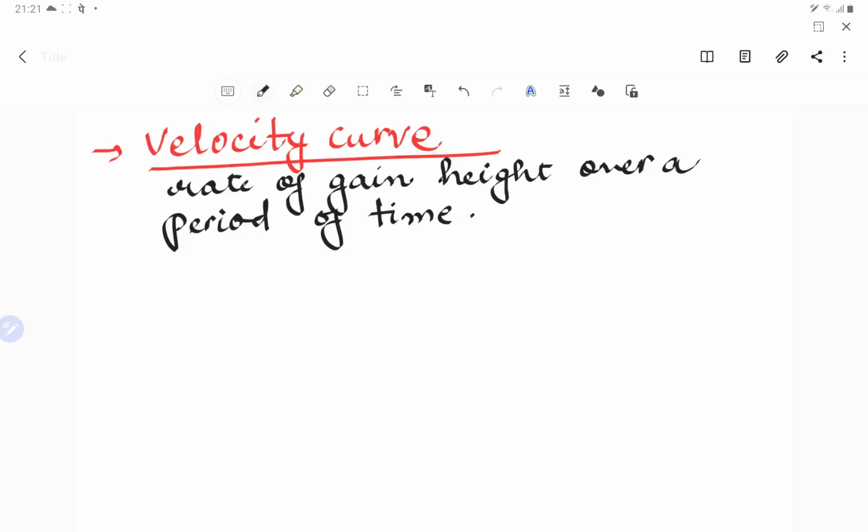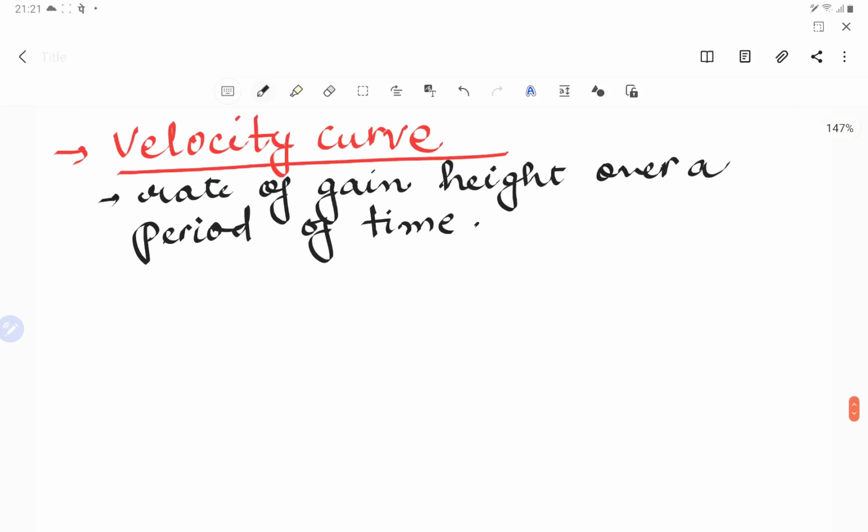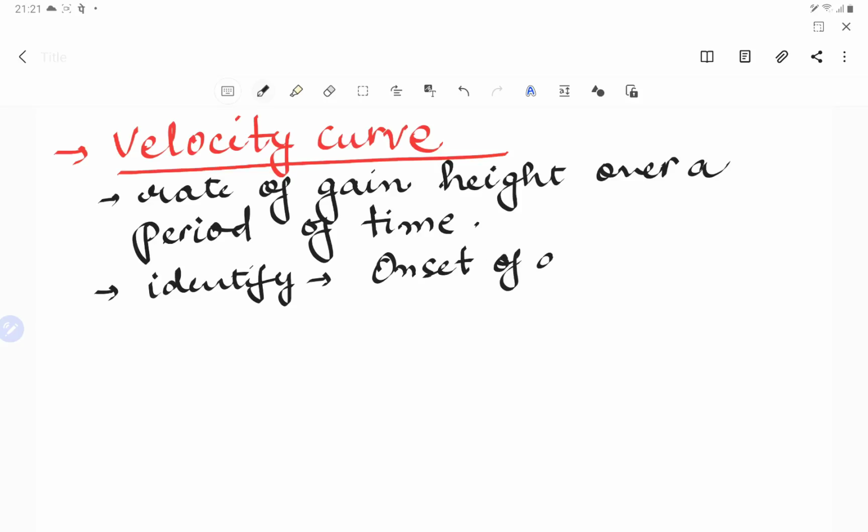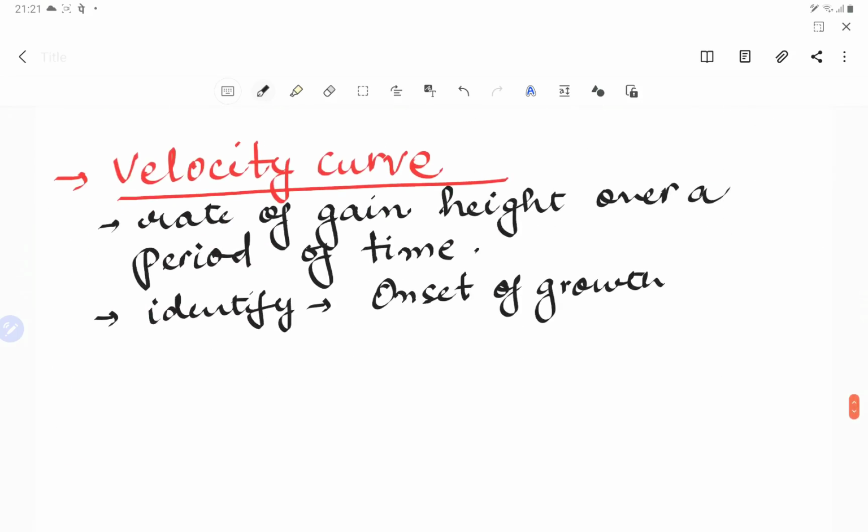And it is useful to identify the onset of the growth spurts, which is the velocity curve.